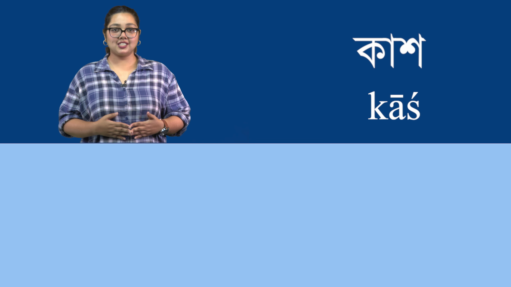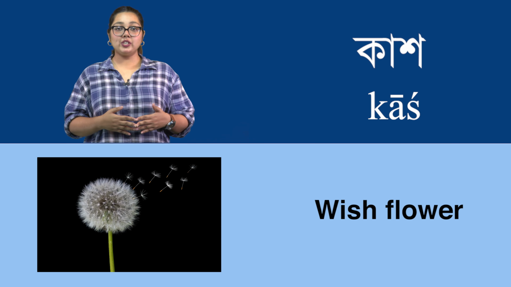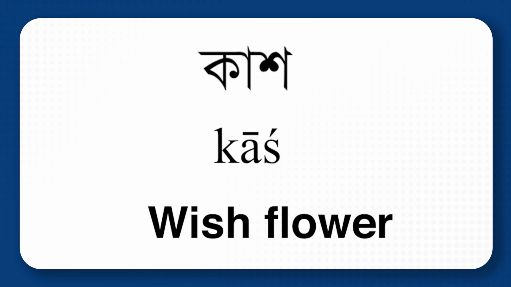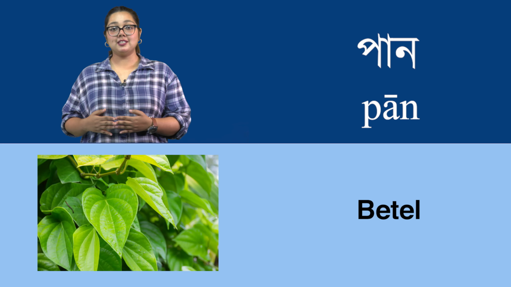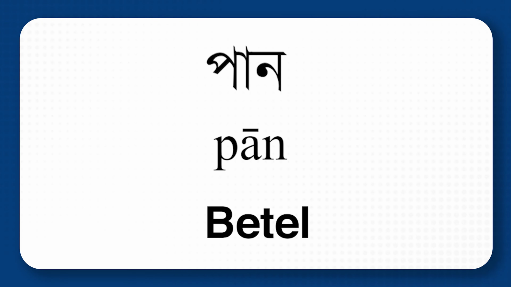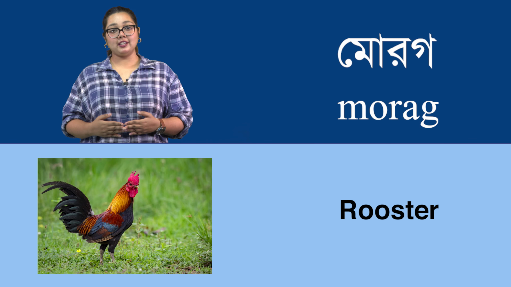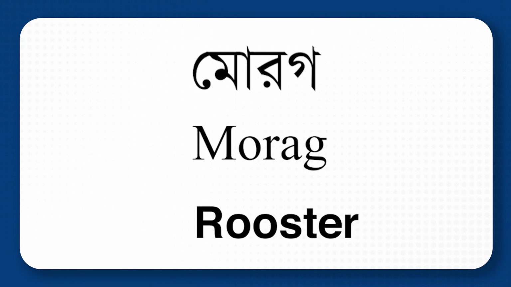Bangla word Kash means wish flower in English. It is spelled as Koyakar, Talibosha, Kash. Bangla word Pan means betel in English. It is spelled as Poyakar, Dontanna, Pan. Bangla word Morog means rooster in English. It is spelled as Moy Okar, Boyshuno Ra, Go, Morog.